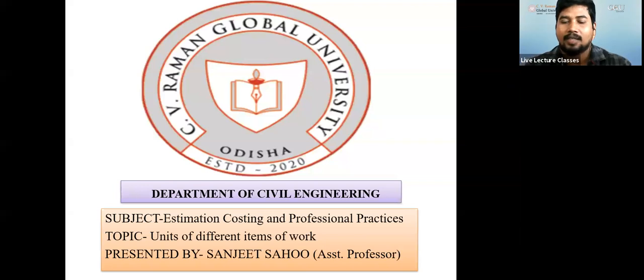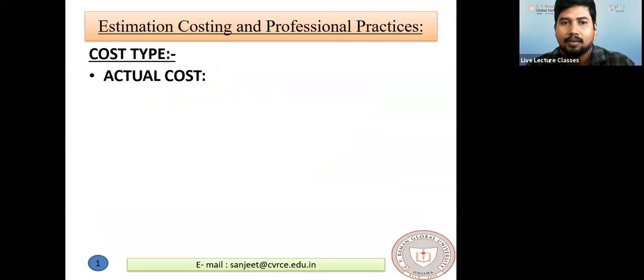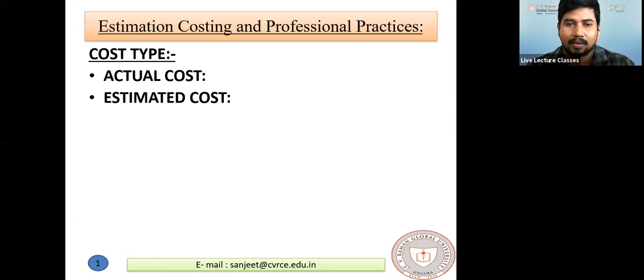As per the previous class, we have discussed what the different cost types are. We discussed the actual cost, then the estimated cost. I told you that estimated cost is generally calculated before the construction of any project or structure, and the actual cost can be calculated after the completion of the work. So they should not differ much. I told you that the actual cost should not differ by plus or minus 10% of the estimated cost if you are a good estimator.